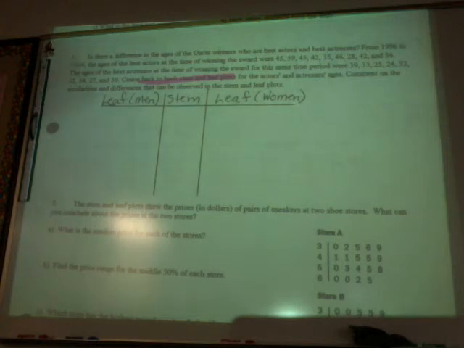Now I know that it says here from 1996 to 2004. Does that have anything to do with our stem and leaf? No. So your ages. So let's look at, we have to find the smallest or the youngest and the oldest for both men and women together. So what's the youngest?